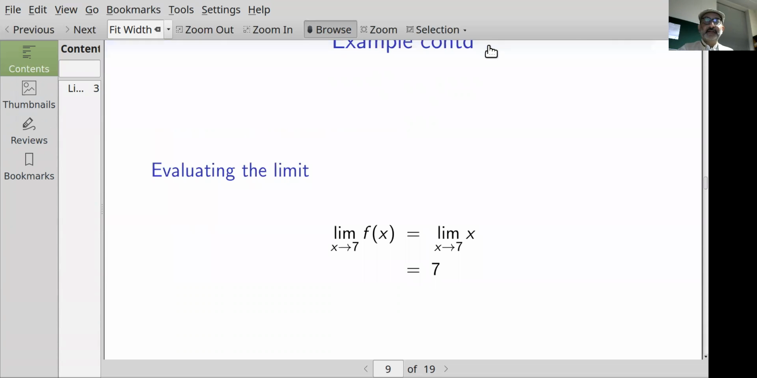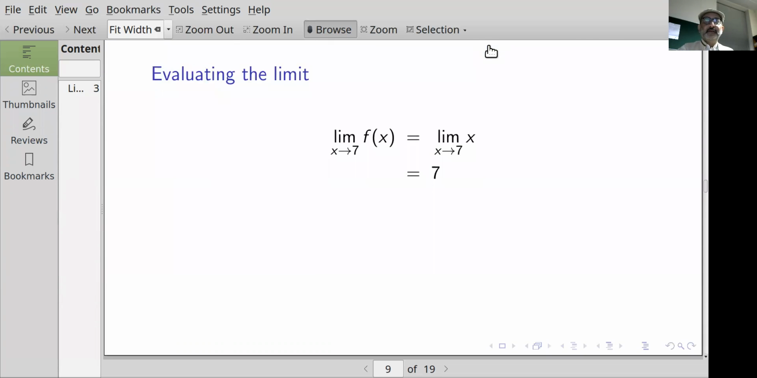Okay, so let's see what happens. We would say the limit as x goes to 7 of f of x equals the limit as x goes to 7. Now what form does f of x take? It's x. And so then this says, as x gets arbitrarily close to 7, what value does x get arbitrarily close to, which is 7.